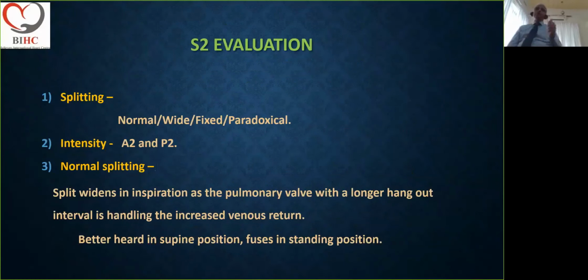So evaluating these two, you have to comment on the splitting and the terms that you would use: normal, wide, fixed, paradoxical, or single. You can't hear the split. And intensity, comment on the A2 and P2. So we said about the normal splitting, about the split widening in inspiration, as the pulmonary valve with a longer hangout interval is handling the increased venous return. For reasons that you can imagine, split is better heard in the supine position because the venous return is maximal in the supine position. The split tends to fuse when the child stands up.